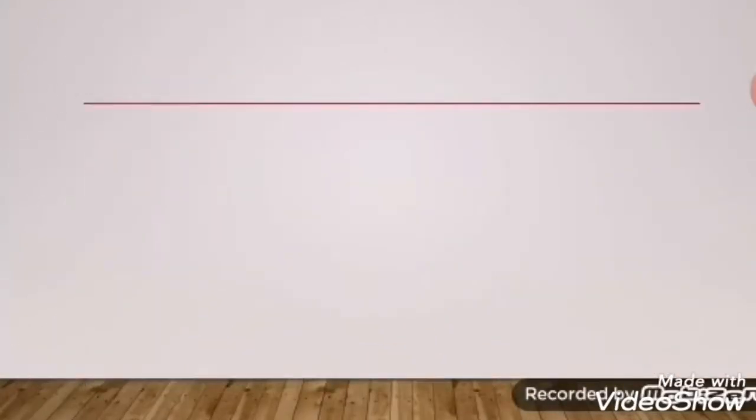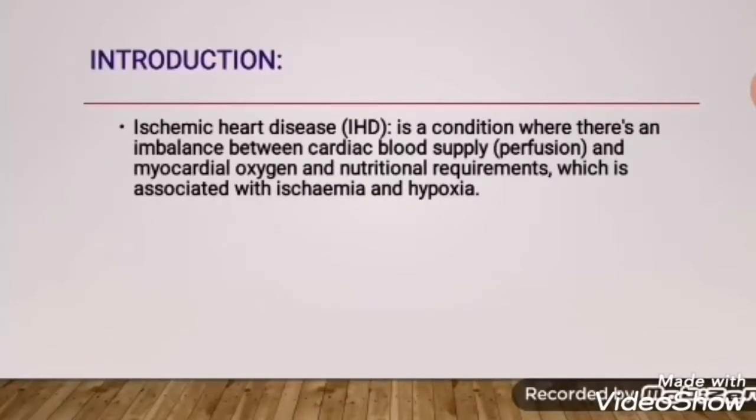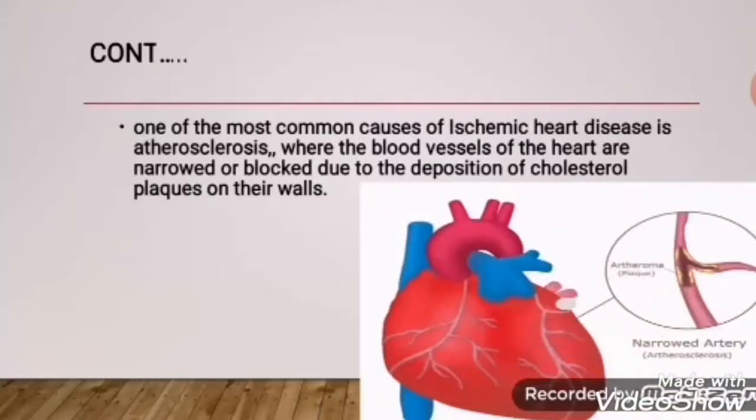So what do we mean by ischemic heart disease? It's a condition where there is an imbalance between cardiac blood supply and myocardial oxygen and nutritional requirements, which is associated with ischemia and hypoxia. One of the most common causes of ischemic heart disease is atherosclerosis, where the blood vessels of the heart are narrowed or blocked due to deposition of cholesterol plaques on their walls. This reduces the supply of oxygen and nutrients to the heart musculature, which is essential for proper heart functioning.